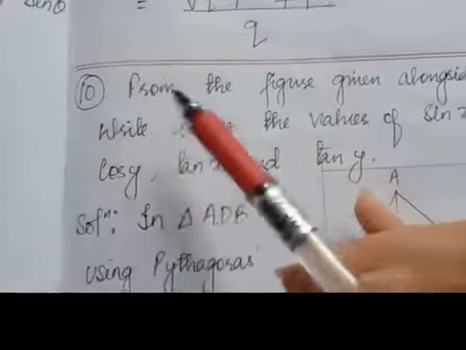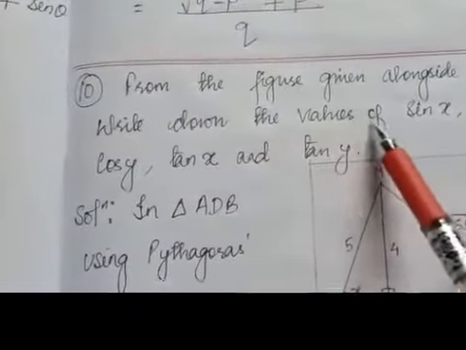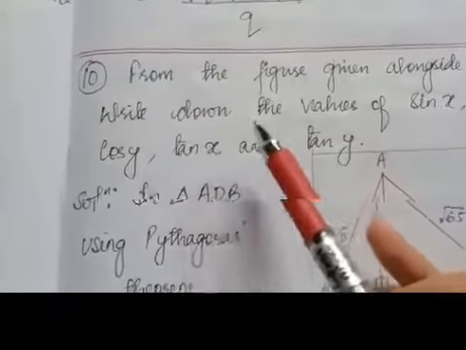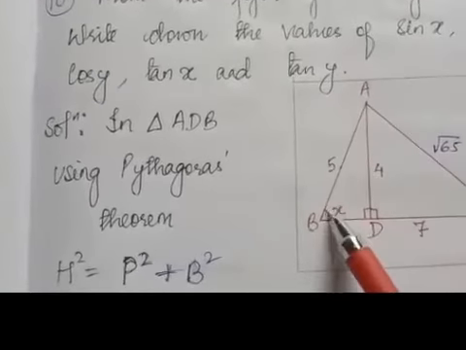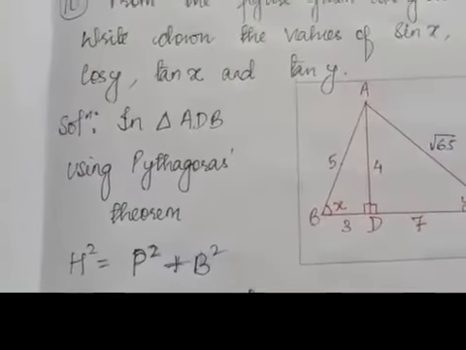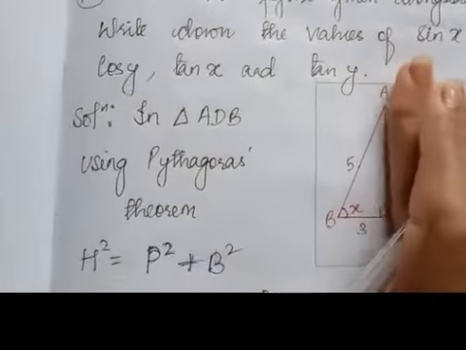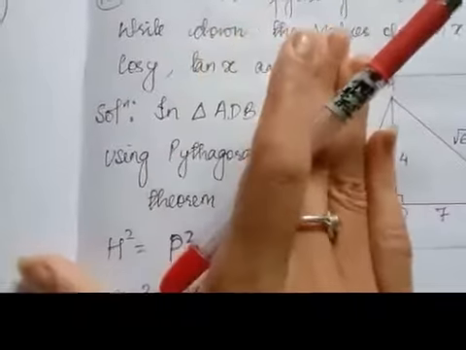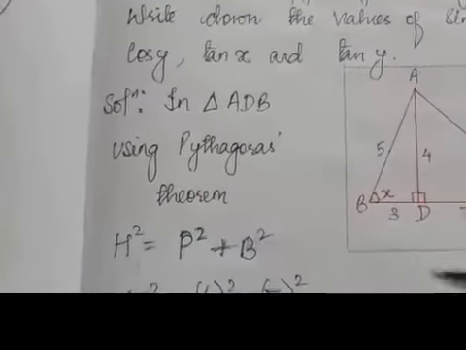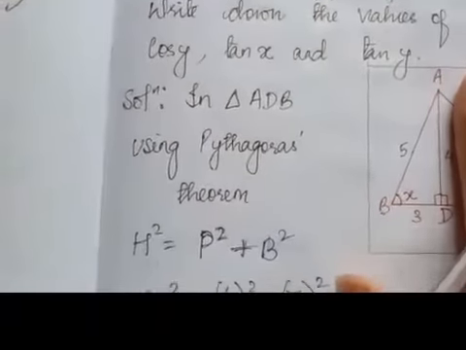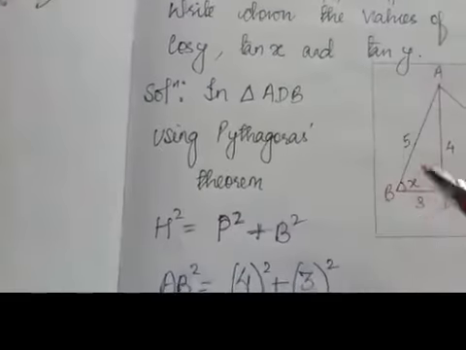Now question number 10. From the figure given alongside, write down the values of sin x, cos y, tan x and tan y. So here the diagram is given. This angle is x, this angle is y. Now in this triangle we have two right angle triangles. One is this, right angle triangle ADB, and this one is another right angle triangle ADC. So here we have two right angle triangles. Here we don't have the hypotenuse. So first we will find the hypotenuse of this triangle, then we will find the hypotenuse of the other triangle.